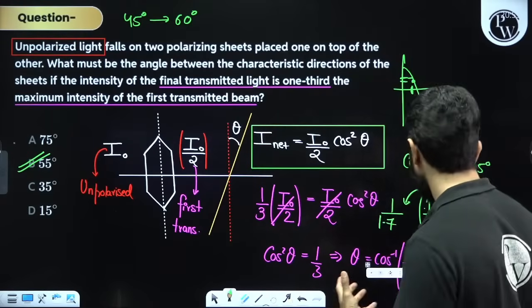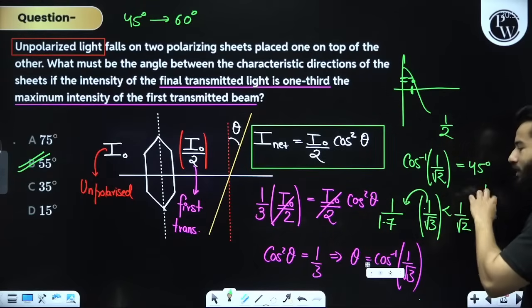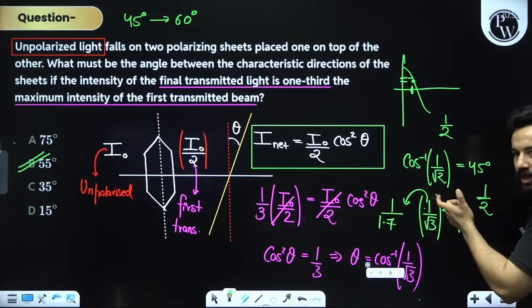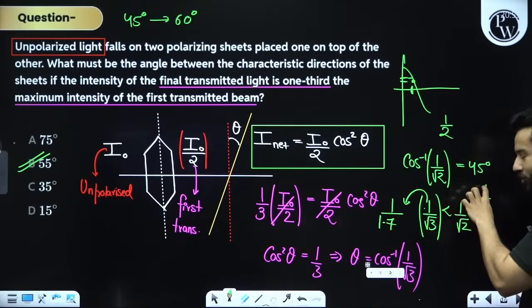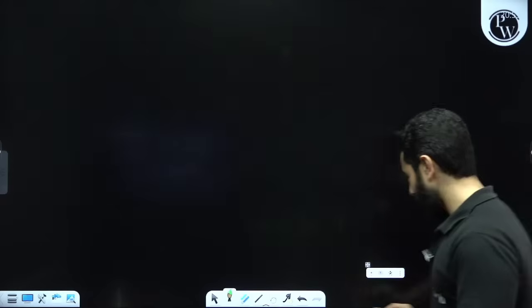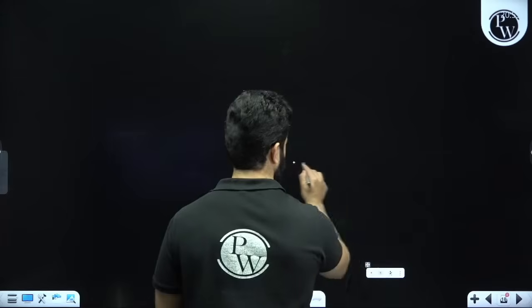That's what I am trying to say. 1 by 2 is more. 1 by 2 is more, right? Got it? 1 by 2 is more. Let me write it something like this, friends.